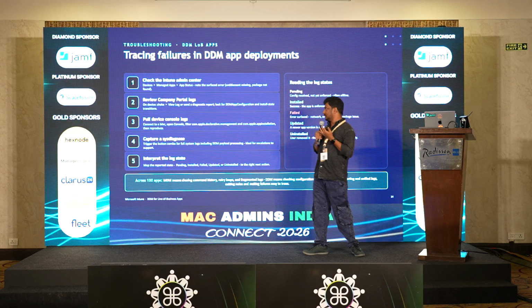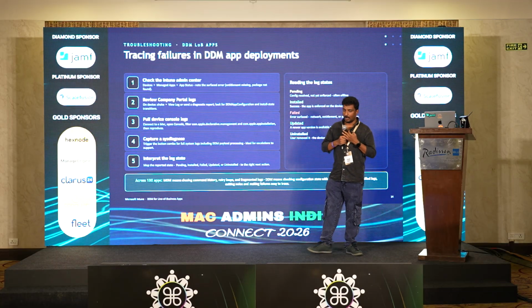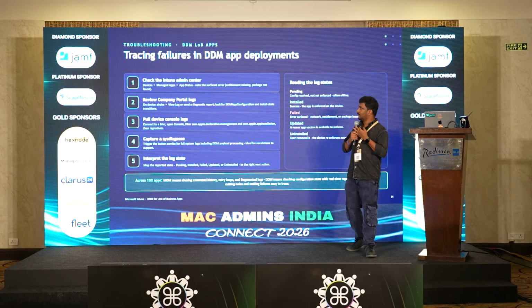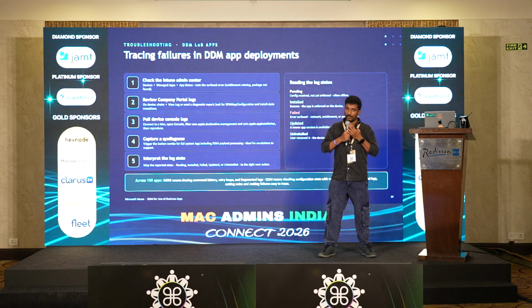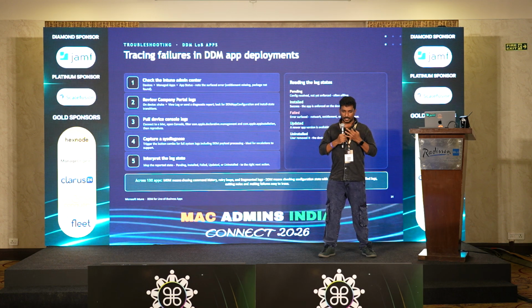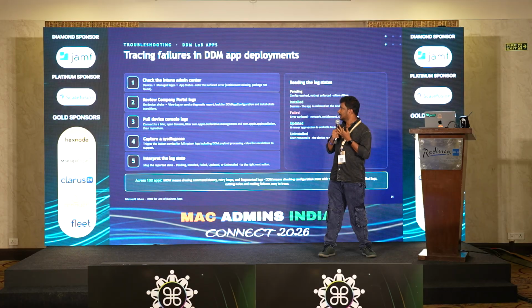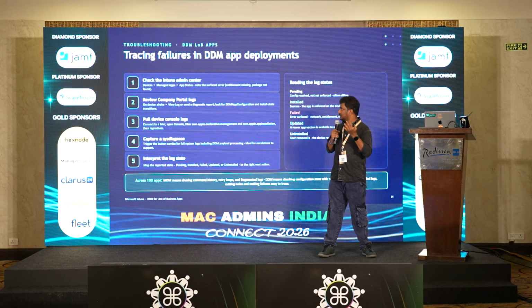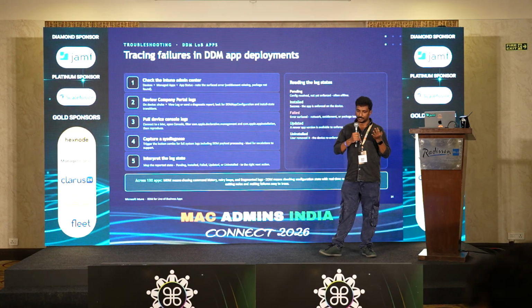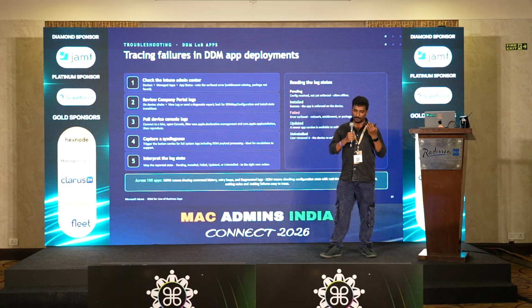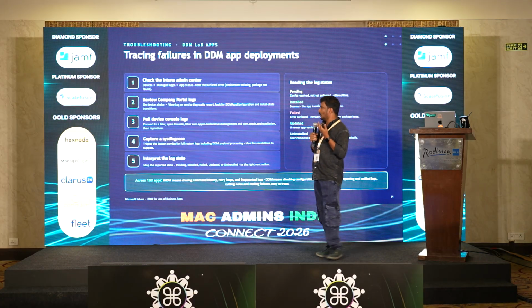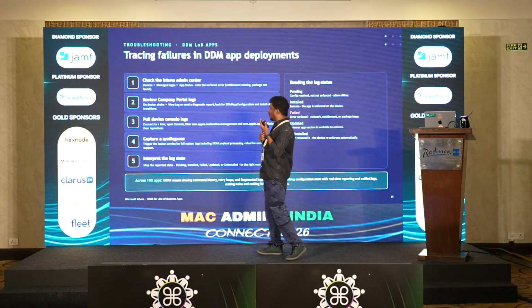And once you trace any failures, how will you identify the application status? As an Intune admin, you will probably go to the device managed apps, and from the app status you can find the status of the application. We also have an option to view the logs in Company Portal.